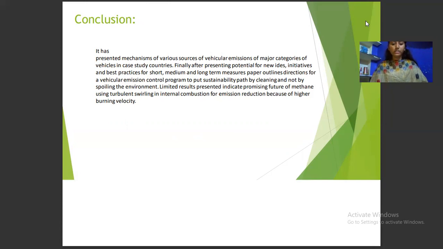Finally, after presenting the potential for new ideas, initiatives, and practices for short, medium, and long term measures, the paper outlines directions for a vehicle emission control program to put development on a sustainable path, by cleaning and not by spoiling the environment.